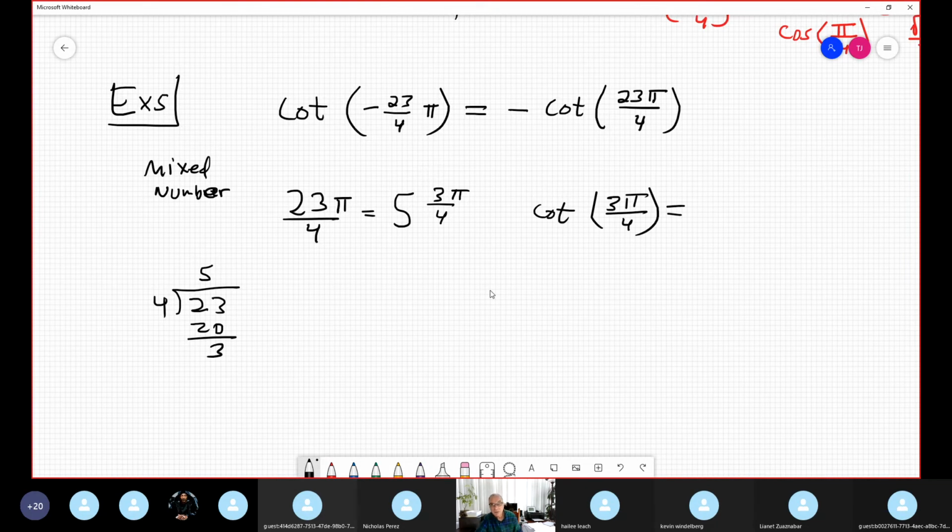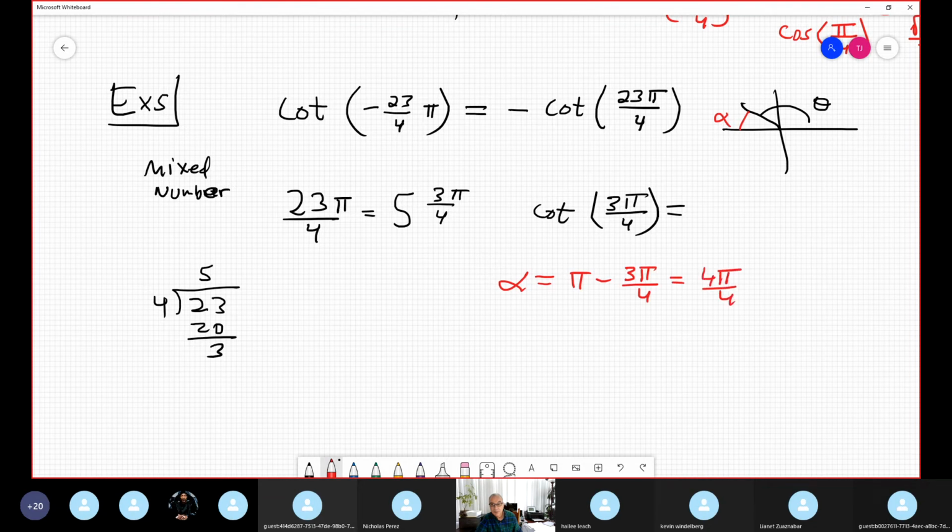And 3/4 pi, I don't remember in what quadrant it lies. Second quadrant, very well. This is theta, and this is alpha. So alpha is pi minus 3/4 pi, which is 4/4 pi minus 3/4 pi, which is pi/4. Wow. So now I know that the cotangent we compute is of pi/4, which I know is 1. Tangent and cotangent are reciprocals, 1 is 1. So it is 1.